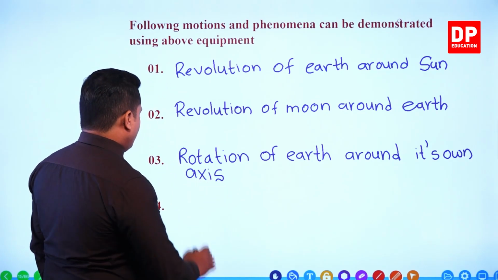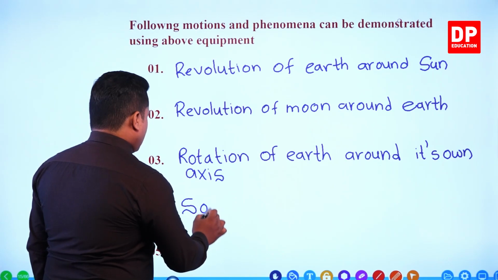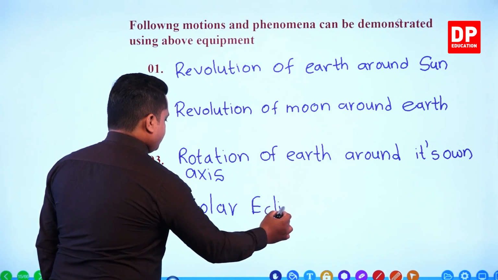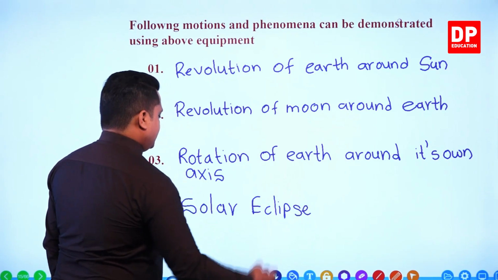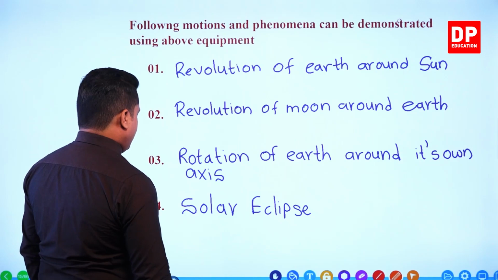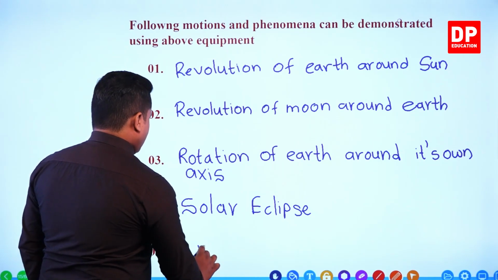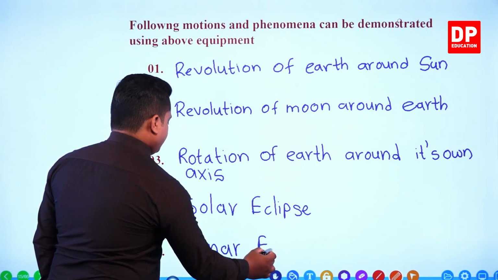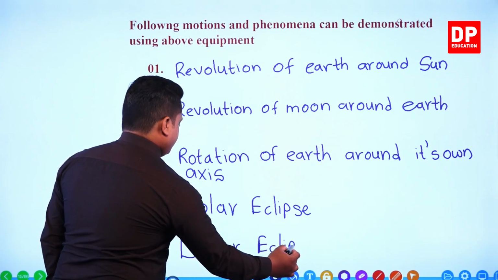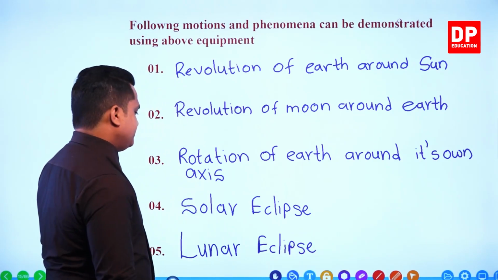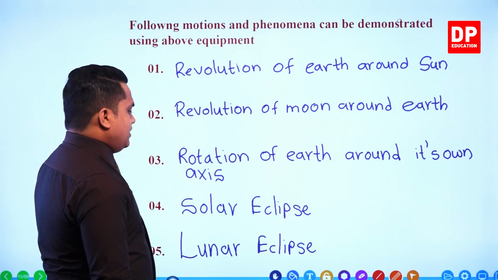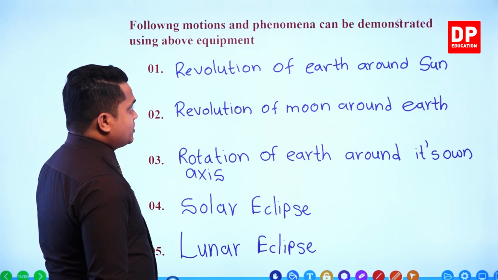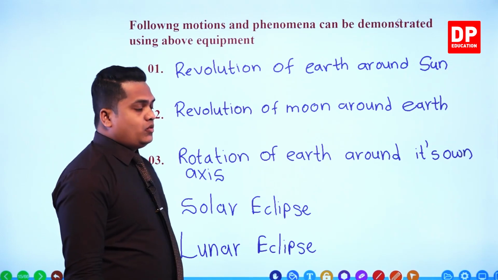Then number 4, solar eclipse. Solar eclipse. Then finally, lunar eclipse. So these are the 5 main incidents that we can demonstrate by using the above instrument.